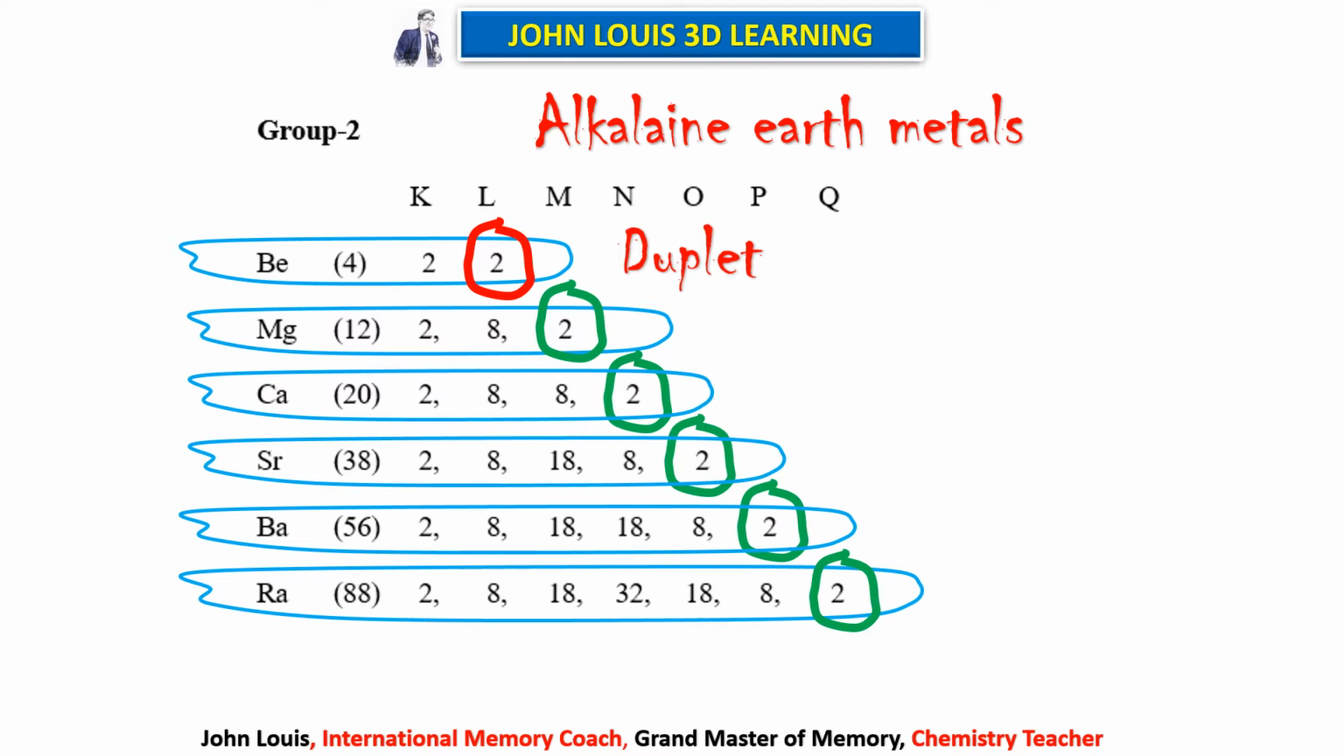The penultimate orbit, I have been telling you several times, penultimate orbit means what? Last but one. If you consider the penultimate orbit here, they all have the octet structure. All the elements have 8 electrons except beryllium. That completes the duplet, because it is the first orbit, it can have a maximum of only 2 electrons. Whereas all the other elements complete their octet. Therefore they become stable, they attain inert gas configuration.